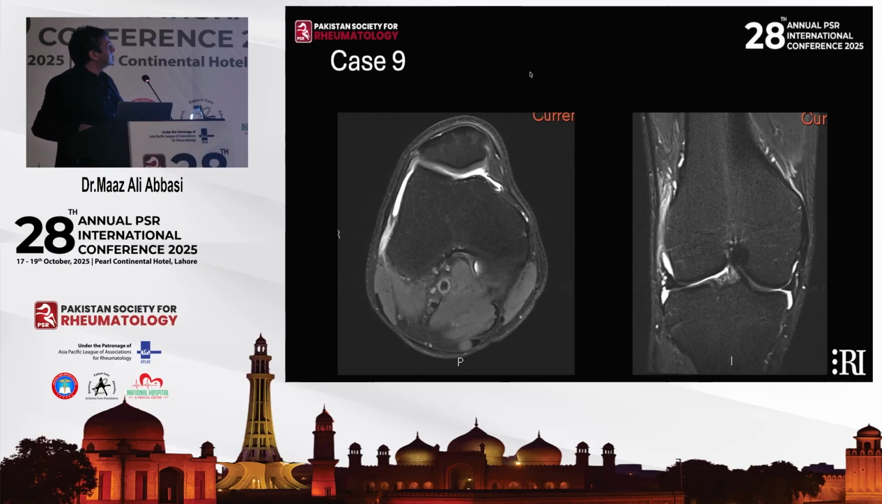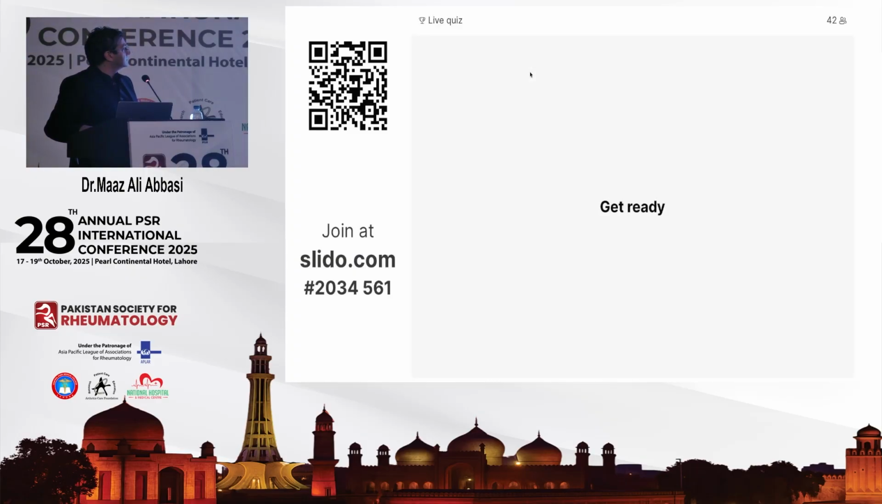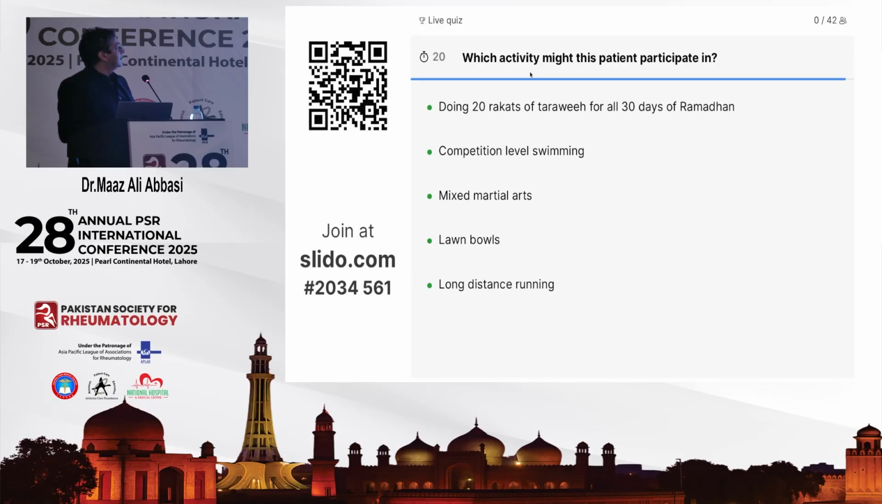Okay, here we go. Next one. I'll give you two or three more seconds to have a look at this. A knee, for those who don't know, but this is a knee. Okay, the next question is, what activity might this patient participate in? Doing 20 rakats of Tarawih for the whole of 30 days of Ramadan? Competition level swimming, mixed martial arts, lawn bowls, or long distance running?